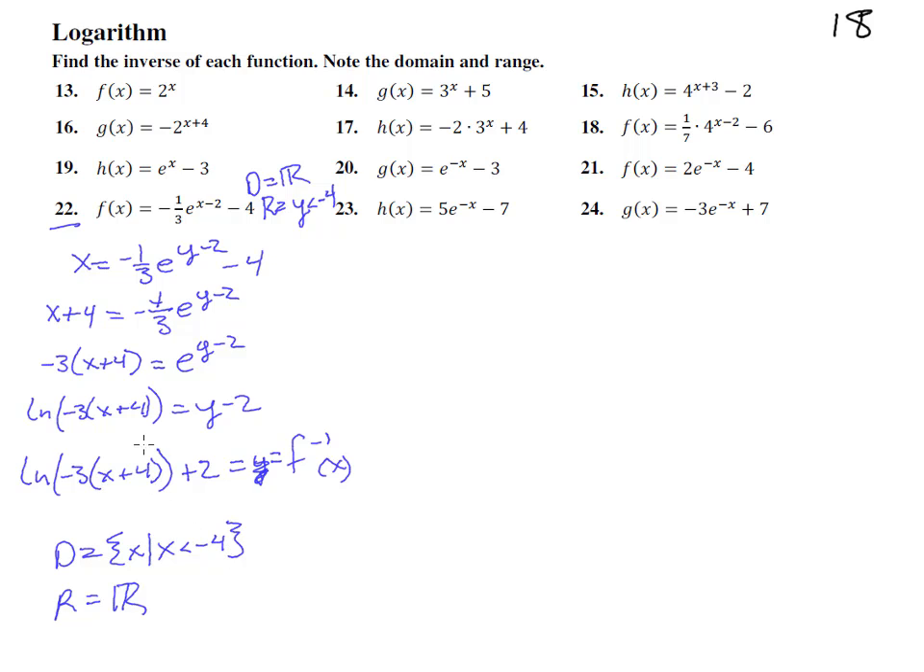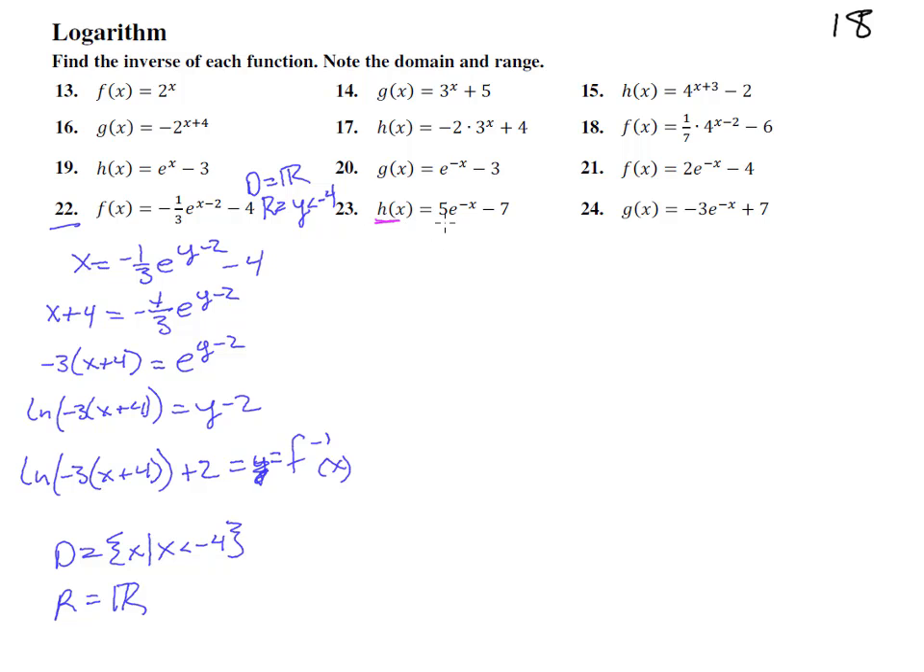And you can check that again if you look inside the natural log and you were to set this greater than 0 for a logarithm. You have to input greater than 0 numbers. So we would get x is less than negative 4 if you solved that for the domain. Okay, there we go. Number 23.